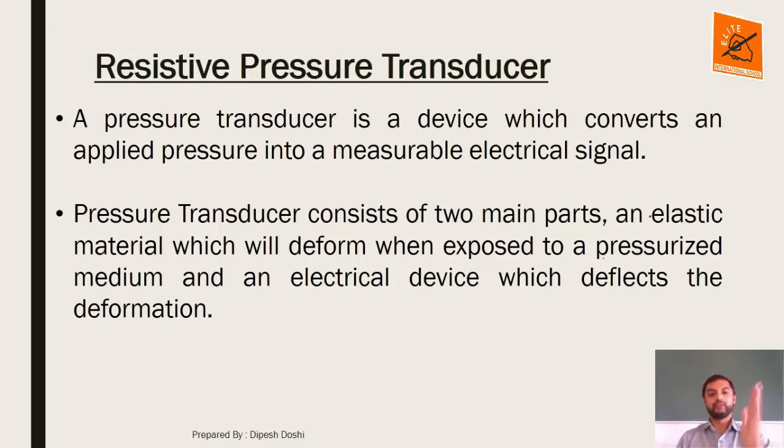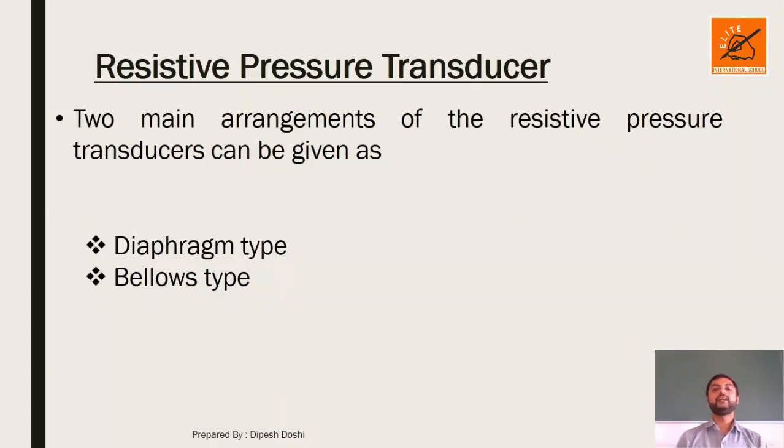Clear? Suppose this is the elastic material. When I apply the pressure over here, it is going to deform like this. This material is called a diaphragm. Clear? The two main arrangements of resistive pressure transducers are the diaphragm type pressure transducer and the bellows type transducer.